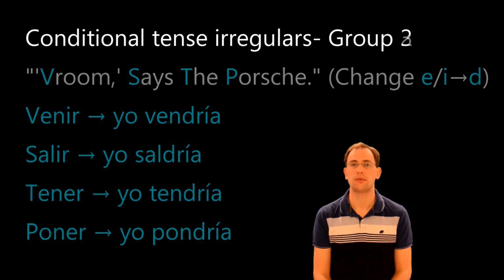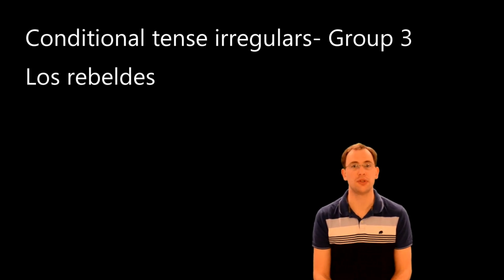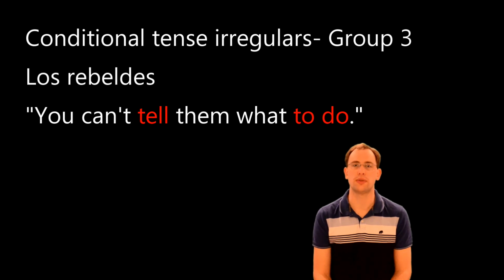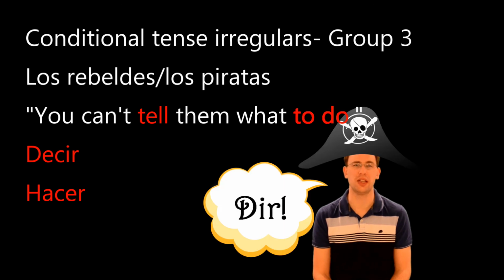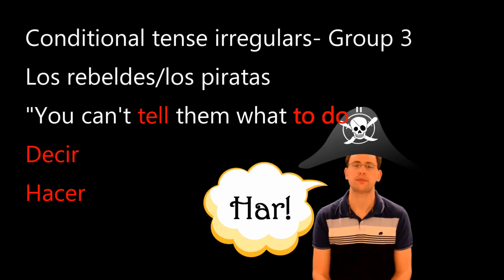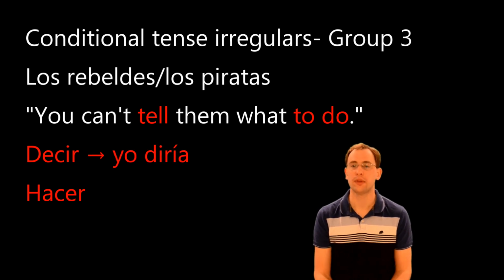For the third group, they're still going to be los rebeldes, the rebels, because you can't tell them what to do. Those verbs are decir and hacer. And when you conjugate them, they turn into los piratas, the pirates, because they say dir and ar. So for decir, the yo form in the conditional, yo diría. And for hacer, yo haría.